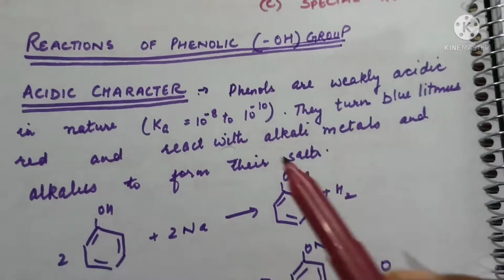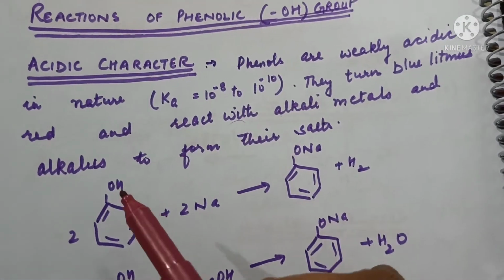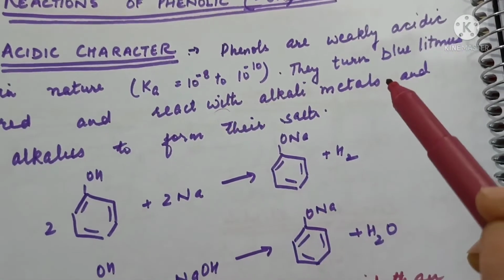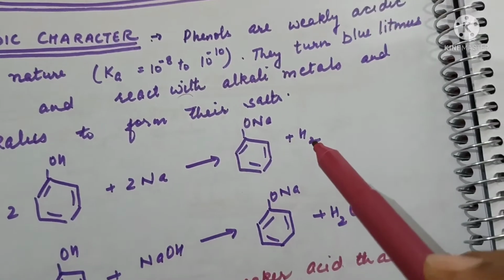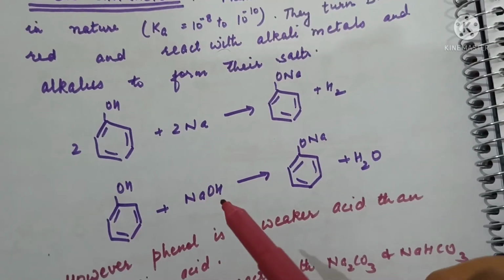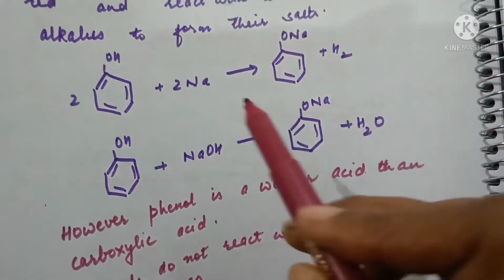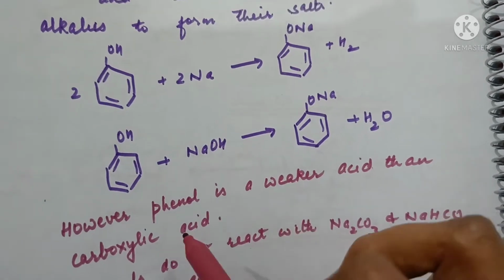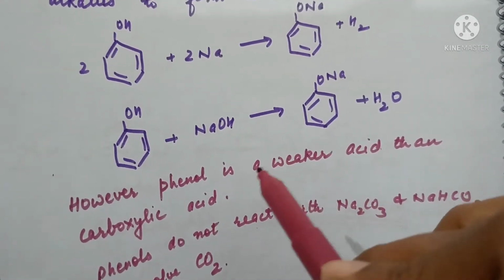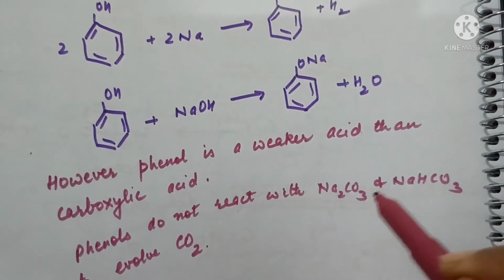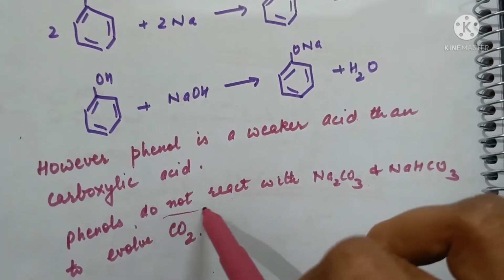First is acidic character. Phenols are weakly acidic in nature, so they show properties of acids. They turn blue litmus red. They react with alkali metals to release hydrogen and with alkalis to form salt and water. But phenol is a weaker acid than carboxylic acids. Carboxylic acids also show other properties of acids, like reacting with sodium carbonates and bicarbonates to produce carbon dioxide, but phenols do not react.